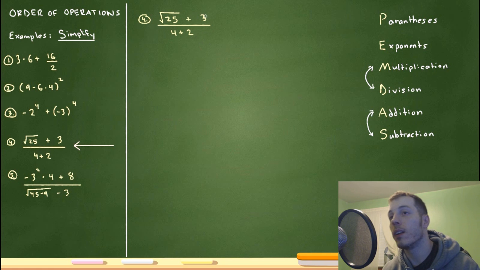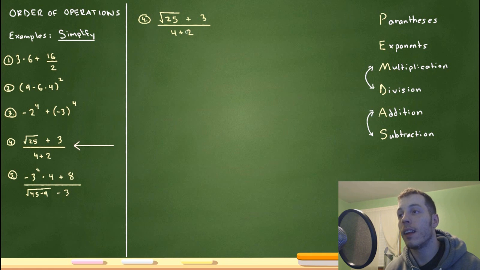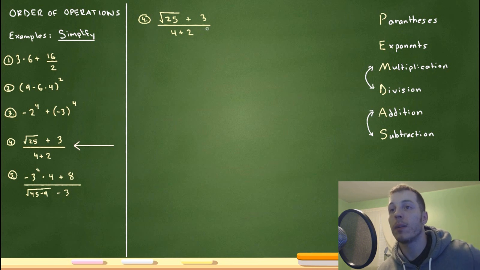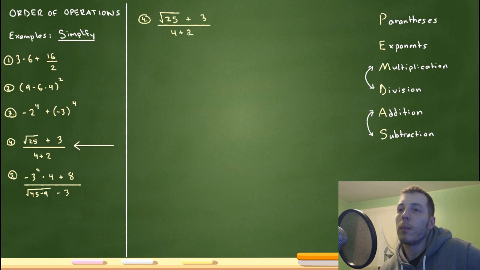Okay, so we want to work in the numerator and in the denominator as much as we can first, and then we'll go ahead and divide once it's simple enough. So are there parentheses? It's an invisible set, yeah. So let's work within the numerator here. We have the square root of 25, right?